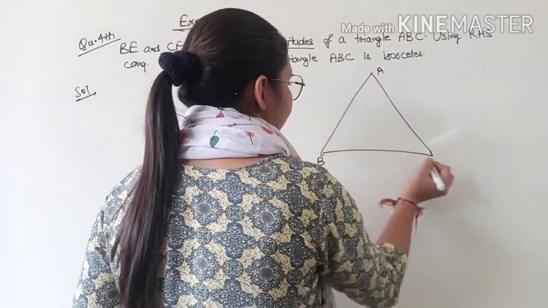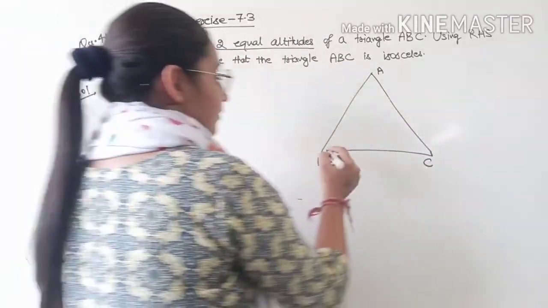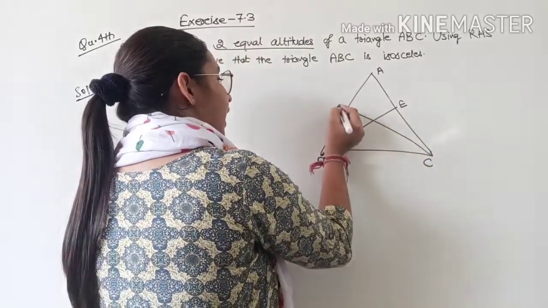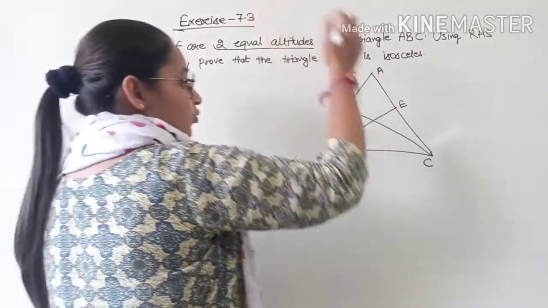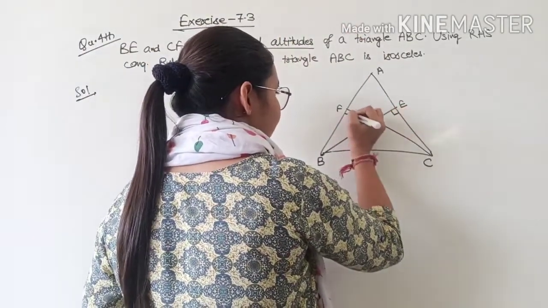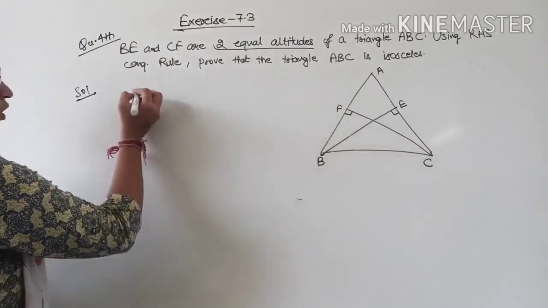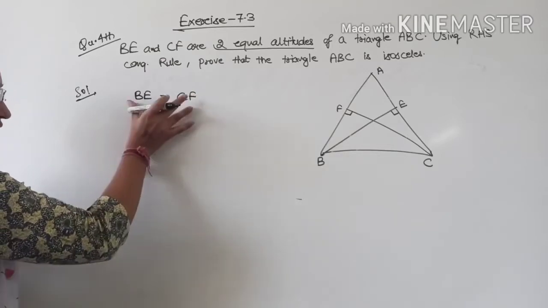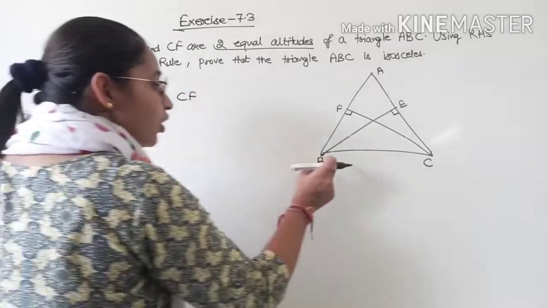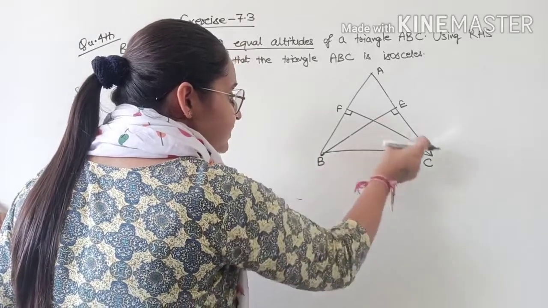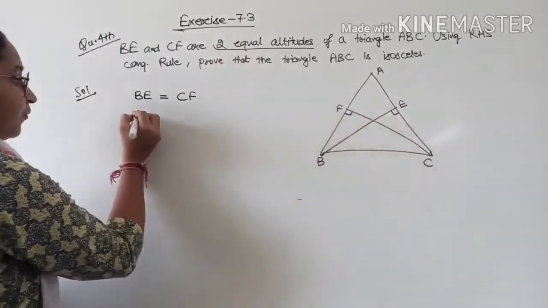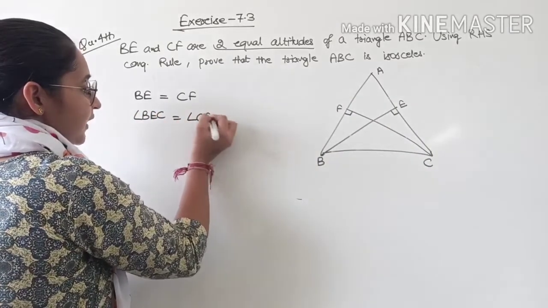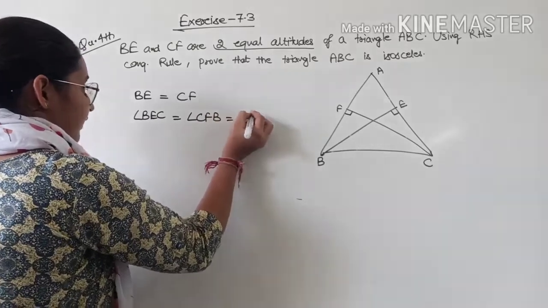ABC is a triangle in which BE and CF are two equal altitudes. Altitude means these are making an angle of 90 degrees. So I am writing what is given. BE is equal to CF. This is the first condition, that these altitudes are equal. Also, this is the altitude, that means angle BEC is equal to angle CFB, which is equal to 90 degrees.